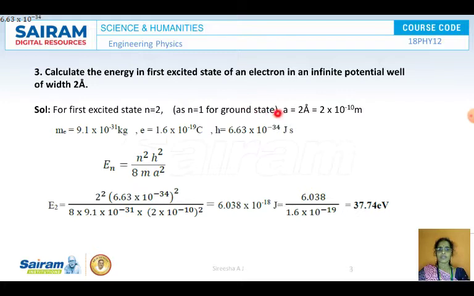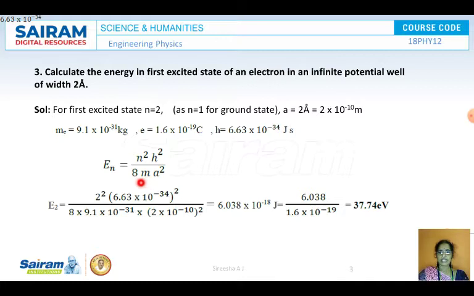What is the width of the potential well? a is equal to 2 angstrom, which is 2 into 10 to the power of minus 10 meters. The mass of the electron is 9.1 into 10 to the power of minus 31 and e is 1.6 into 10 to the power of minus 19, and the value of h is already given as a constant. So the energy eigenvalue for the infinite potential well is En is equal to n square h square by 8m a square.